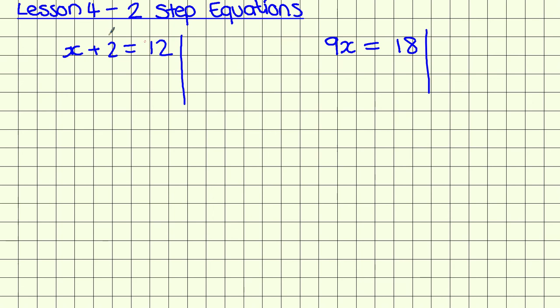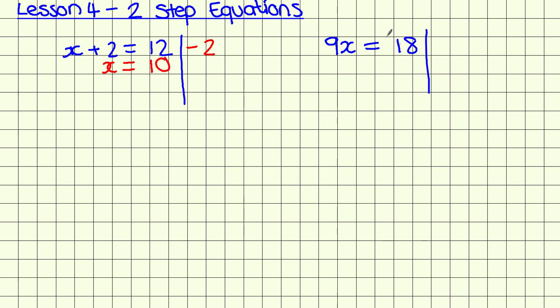Now on the one on this side, remember you always want the letter by itself, so you always do the opposite. So the opposite of plus 2 is just minus 2. So that makes that part disappear. So all you're left with is x equals, and then 12 minus 2 is just 10.